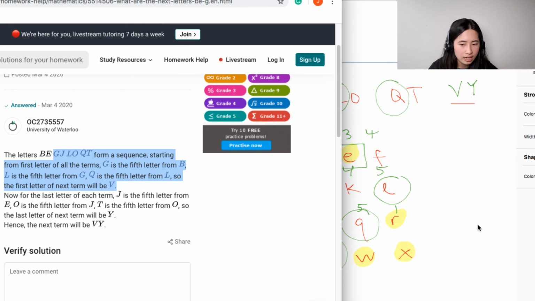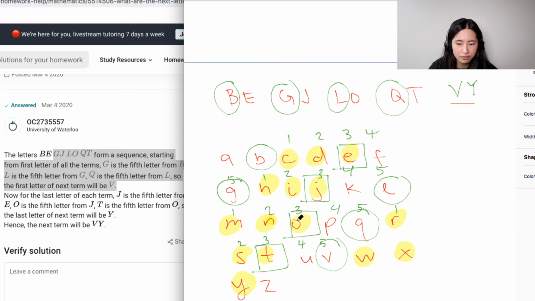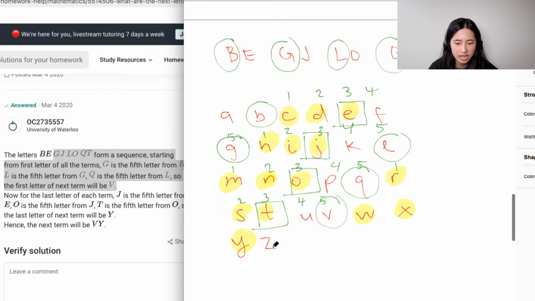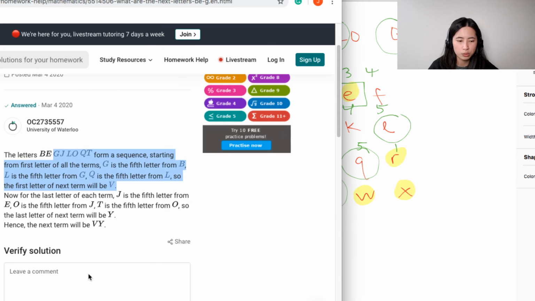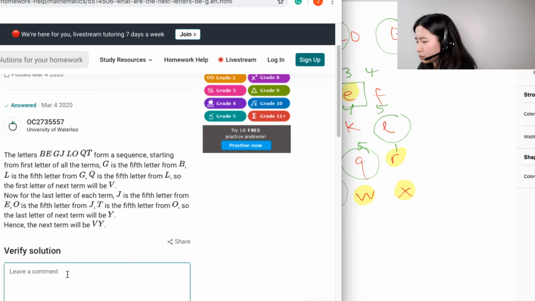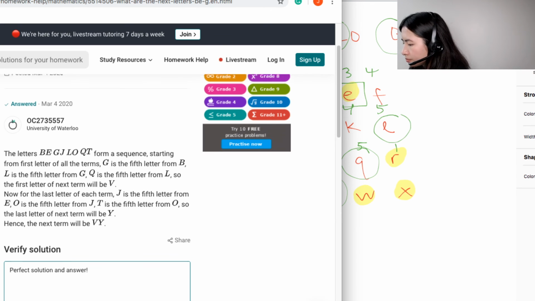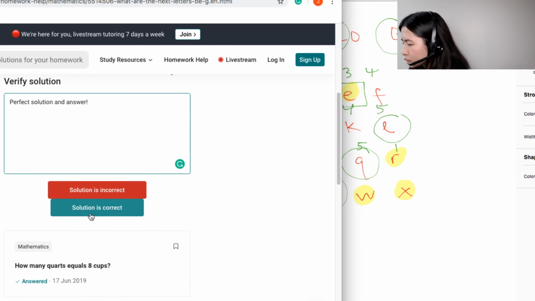And then the next one would be, after O, you count 5. 1, 2, 3, 4, 5. That's why you get T. And after T, you count 5 again. 1, 2, 3, 4, 5. That's why you know it's Y. So this is another way to look at it. Solution is correct.